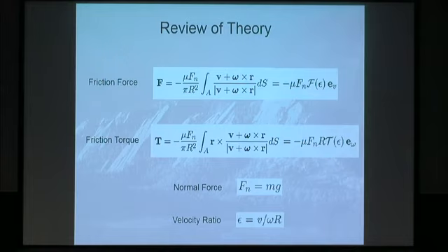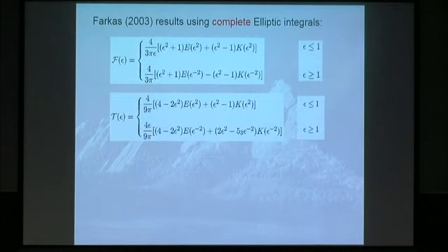So here's the normal force, and the all-important parameter here is epsilon. That's V over omega r. That could be epsilon at any time, V of t over omega of t times r. All right, Farkas et al., in their original paper, used complete elliptic integrals of this form. They had f defined for epsilon less than or equal to 1 or greater than or equal to 1, and tau defined for epsilon less than or equal to 1 or greater than or equal to 1.